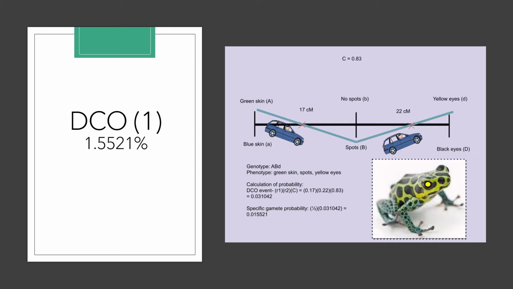You can see that it crosses over the chromosome twice, and I like to think of this as a car changing lanes in order to get to the different genes. So this one would be green skin, spots with yellow eyes, and to calculate it, you would multiply the first distance by the second distance and then multiply by the coincidence value. You then have to divide this by 2 because there are 2 possibilities for a double crossover, which we will see in the next slide.